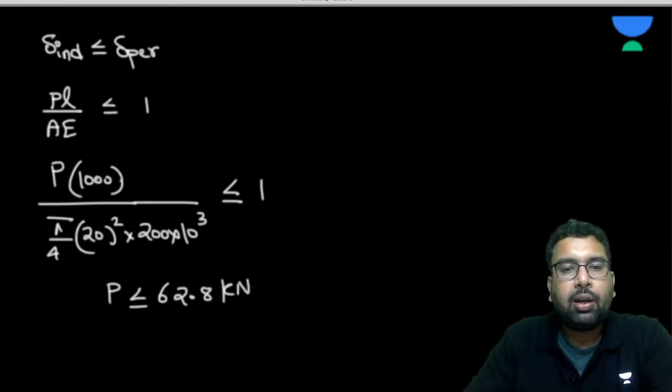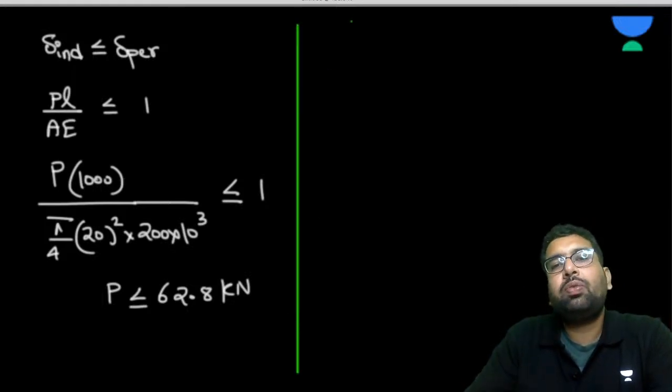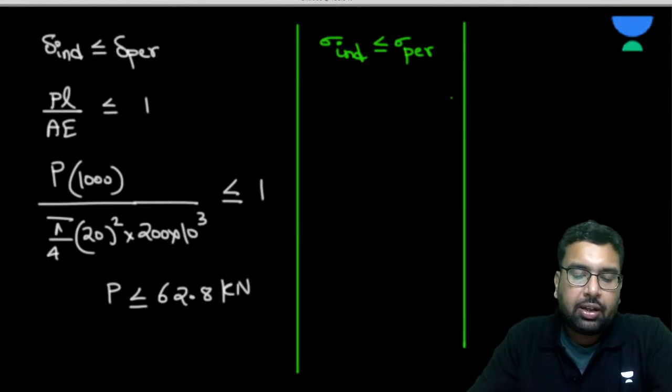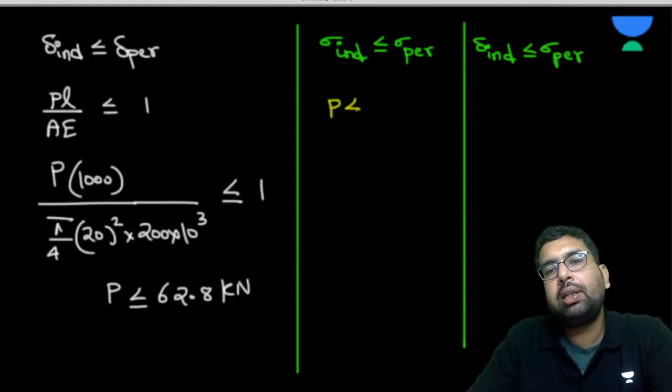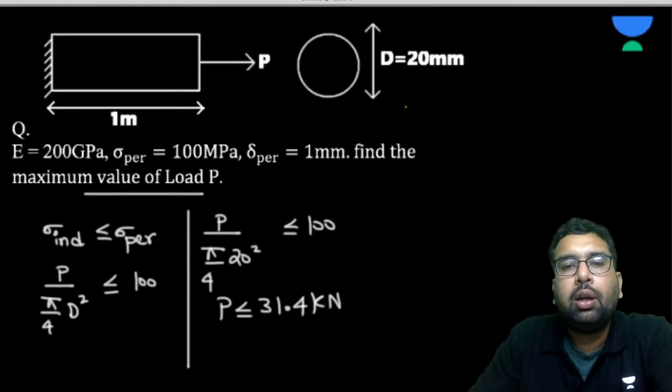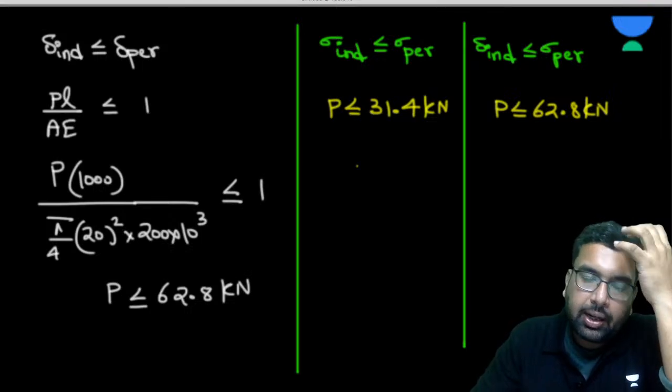Are you getting my point, beta? Again, the same thing happened. We had two conditions. One is sigma induced less than or equal to sigma permissible, so the load must satisfy this condition. Similarly, we have another condition, delta induced less than or equal to delta permissible. From the first case, we are getting P less than or equal to 31.4 kilonewton, and here P is less than or equal to 62.8 kilonewton.